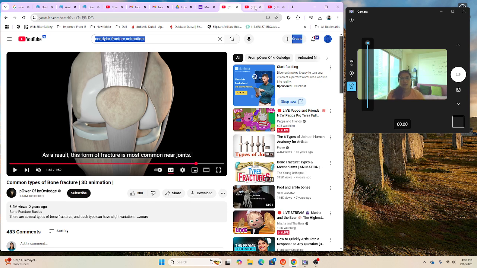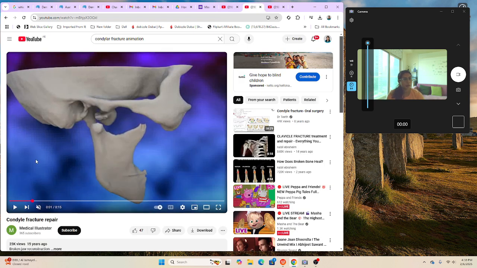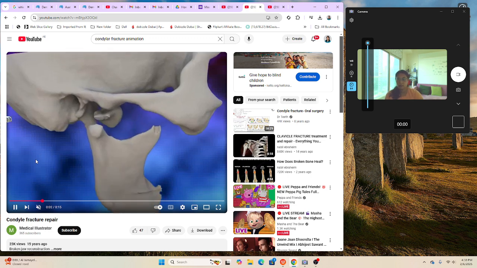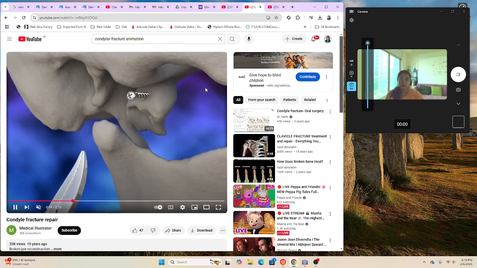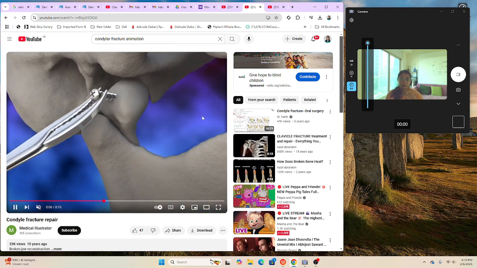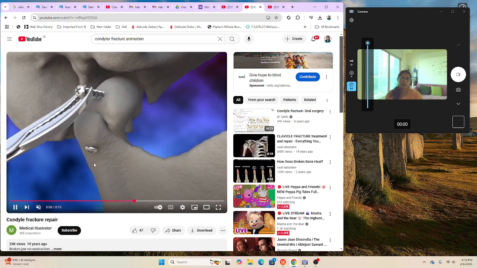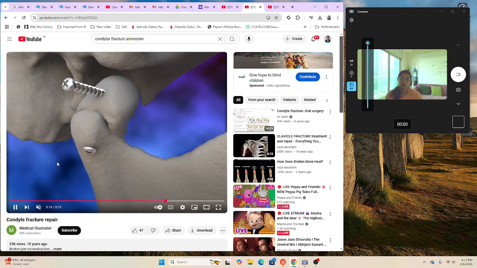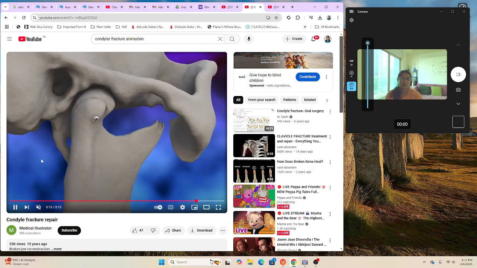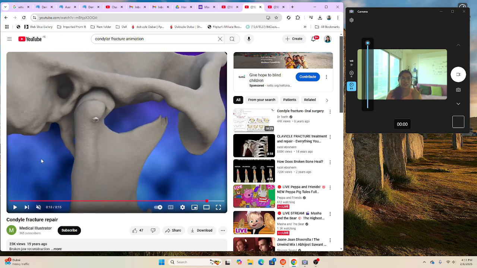Now let's go to another video. This is a proper condylar video. I just want to show you how a fracture of a condyle, which is completely displaced, is fixed. In very simple terms, if the two bones are pulled apart, you take a screw and a plate, or just screws, and you fix it. This definitely requires surgical intervention. You cannot just close the mouth with a splint or something and do it, right?